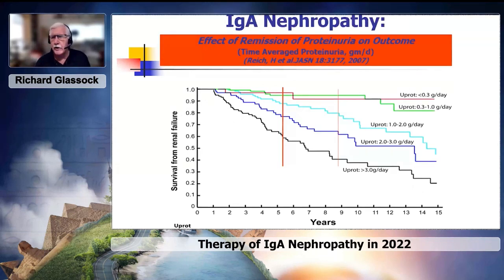Proteinuria is one of the key prognostic factors, as shown here from an old study from Canada, showing the extent of proteinuria on a time-average basis and the outcome at 15 years after diagnosis. Very clearly, there is a graded influence of time-average proteinuria on outcome, and this factors into decisions about treatment.